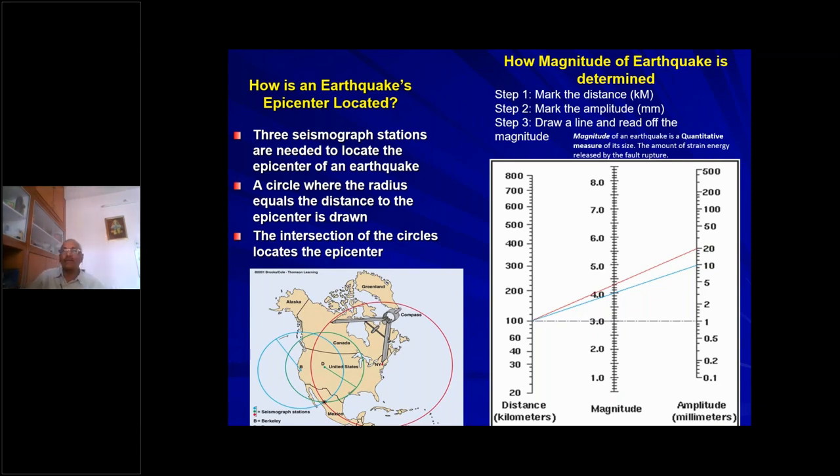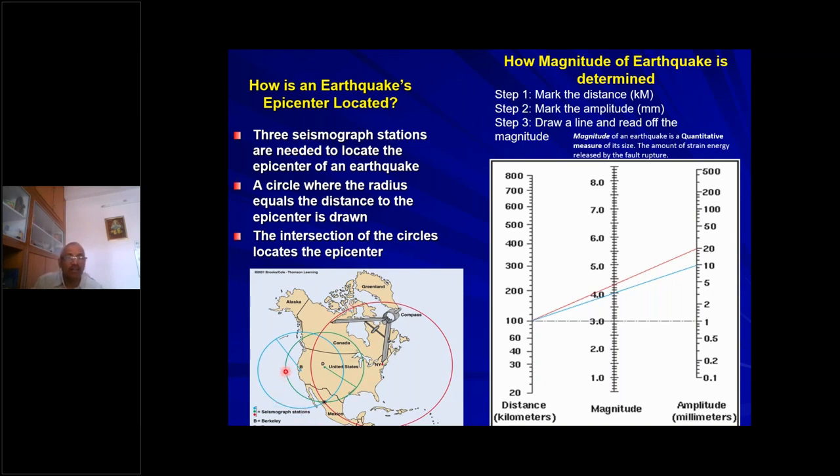If I say that an earthquake has occurred at around 3,000 kilometers from our station, it could be 3,000 kilometers north or 3,000 kilometers south or to the east or something like that. So how do we locate it? For that, we require seismograph data of 3 recording stations, minimum 3 recording stations.